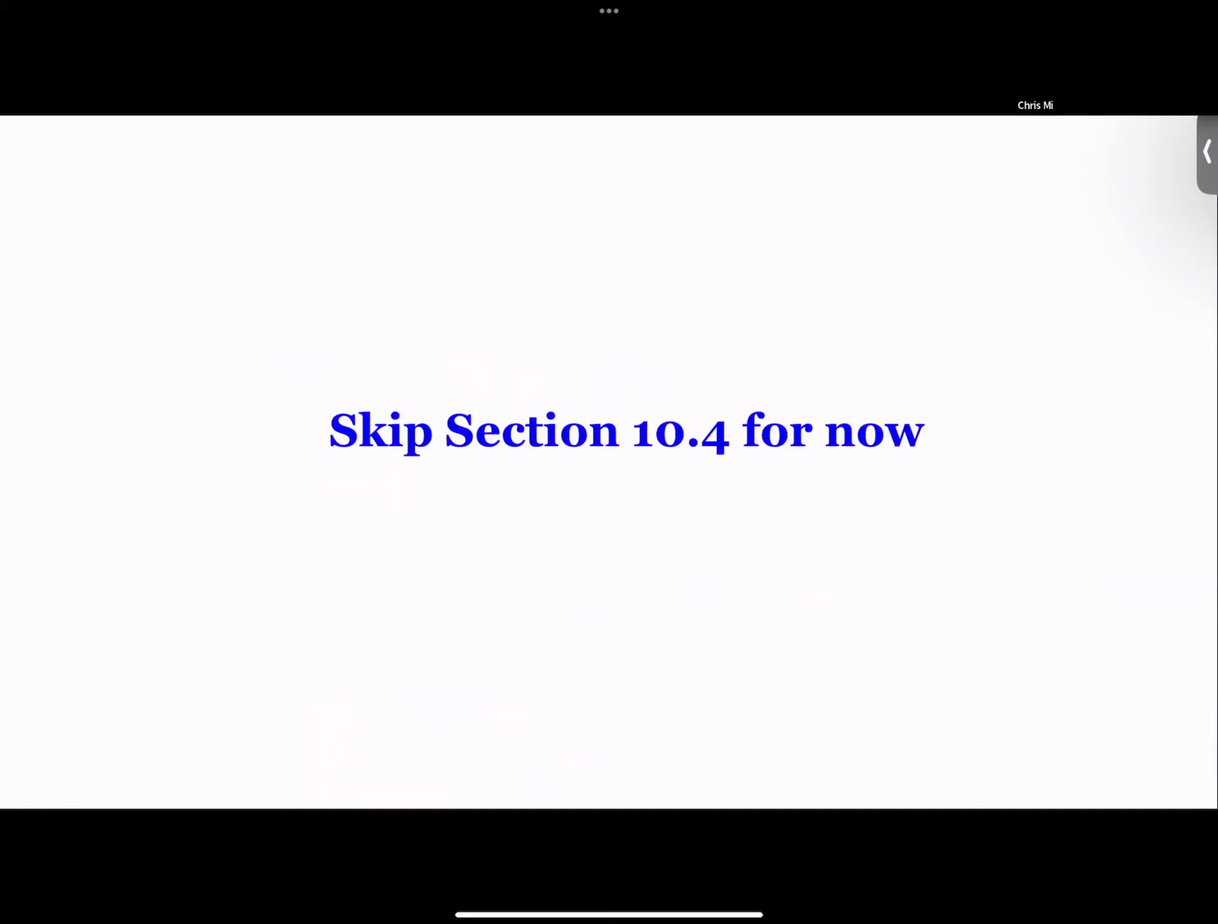So we're going to skip section 10.4, at least for now. If we have time, we'll come back, but if we don't have time, we're probably going to skip it. So it's not going to be on the test next week, right?